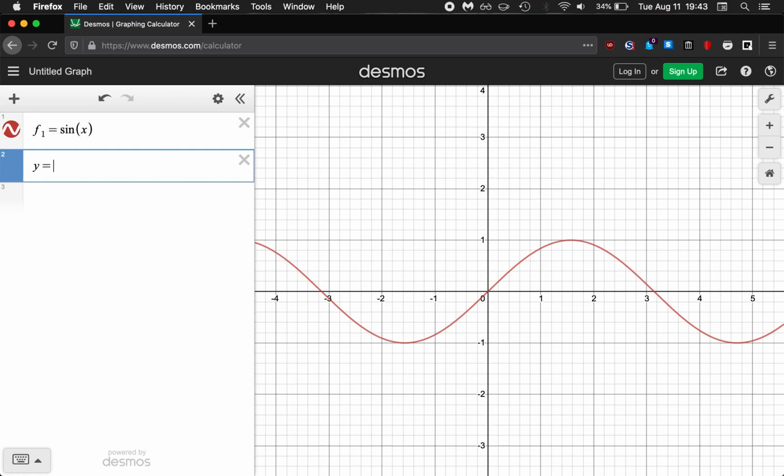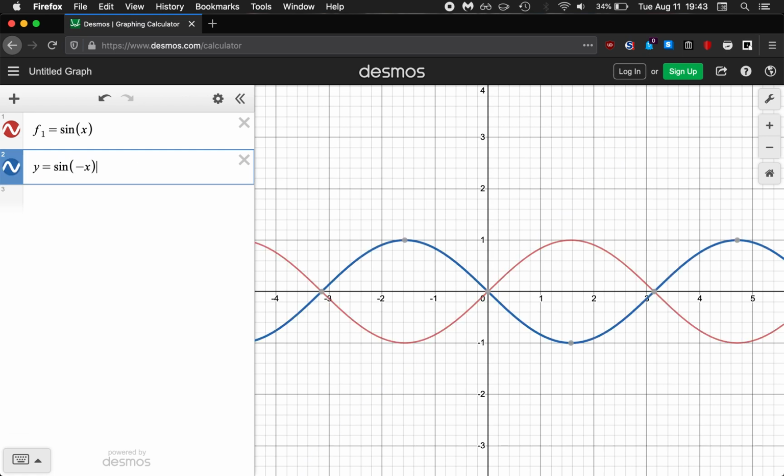If I were to write y equals sine of minus x, then what have I done? I have actually flipped the function upside down. So odd functions have this special symmetry. There's the definition of an odd function if you like it.